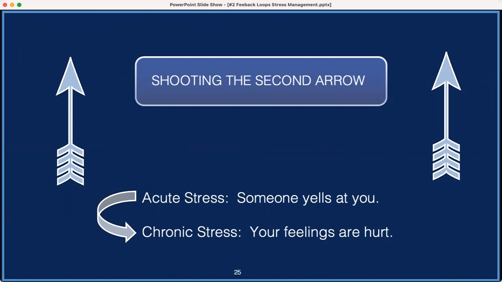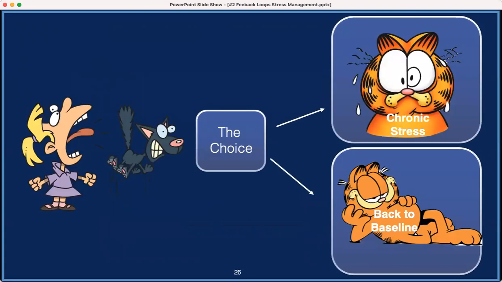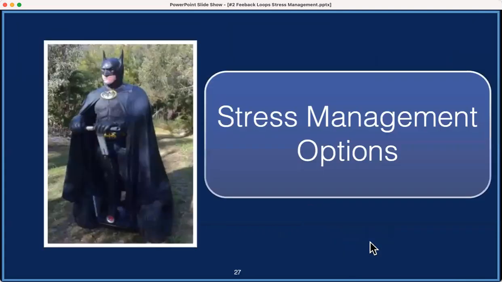So this is where I like to talk about shooting the second arrow. The best example that I think of is when someone yells at you and then chronic stress develops because your feelings are hurt and you keep thinking about that incident. So essentially, this shows Garfield the choice you have: the chronic stress, or getting yourself right back to baseline like zebras. So what are your stress management options?